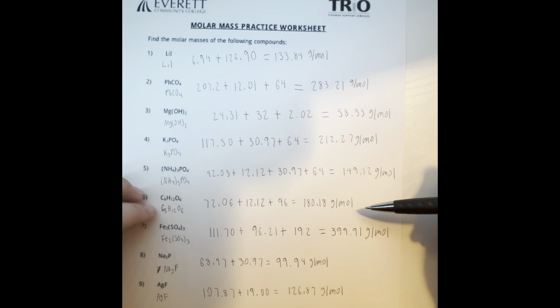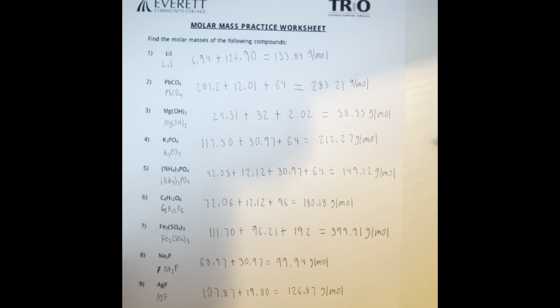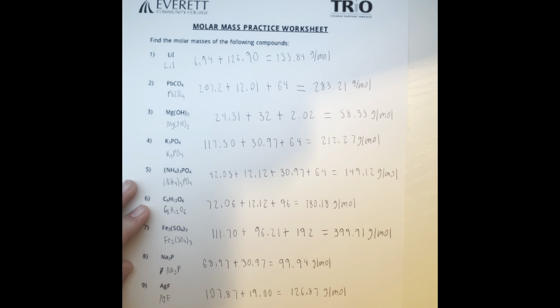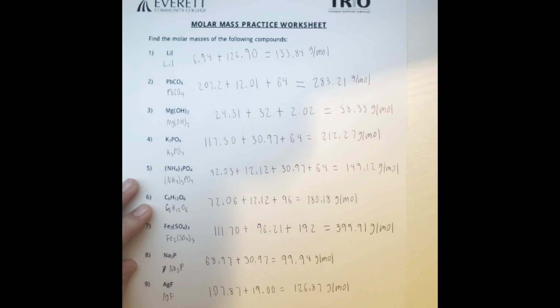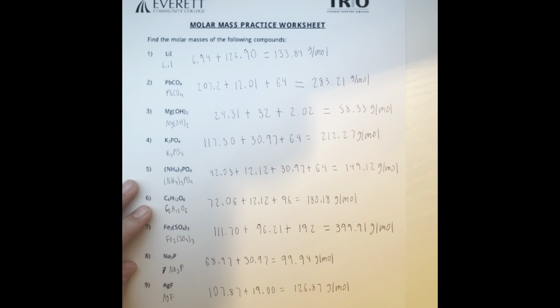I don't know, whatever this is. The C6H12O6 is a total of 180.18 grams per mole. For iron sulfate, sure, we'll go with it, 399.91 grams per mole. For sodium phosphate, it's 99.94 grams per mole.